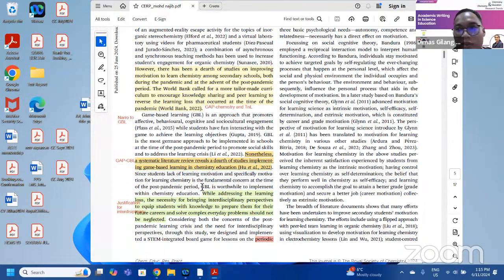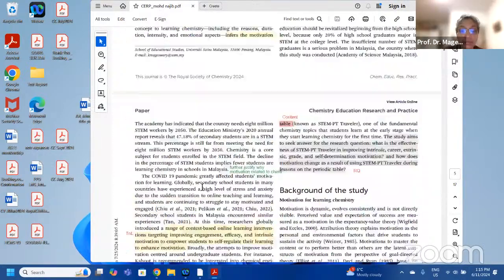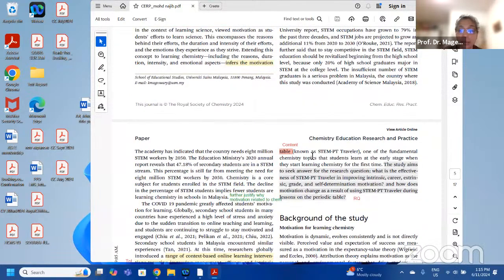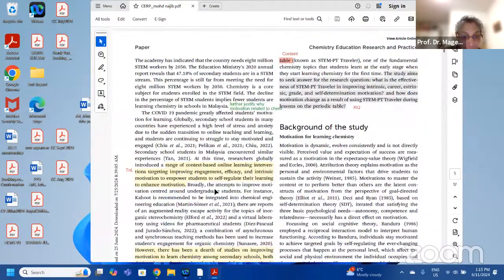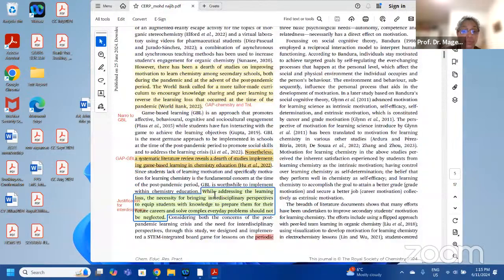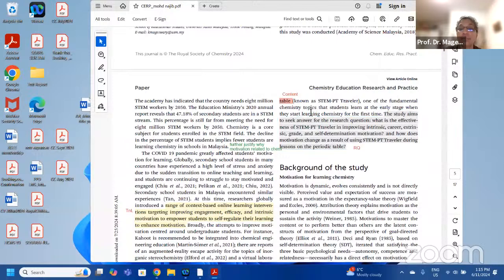Okay, right. So now, I cannot stop here as well. I need to talk about the periodic table. Why periodic table? I talked about game, I talked about motivation. There is another thing which we cannot forget, which is the periodic table. Periodic table is one of the fundamental chemistry topics that students learn at the early stage when they start learning chemistry for the first time.